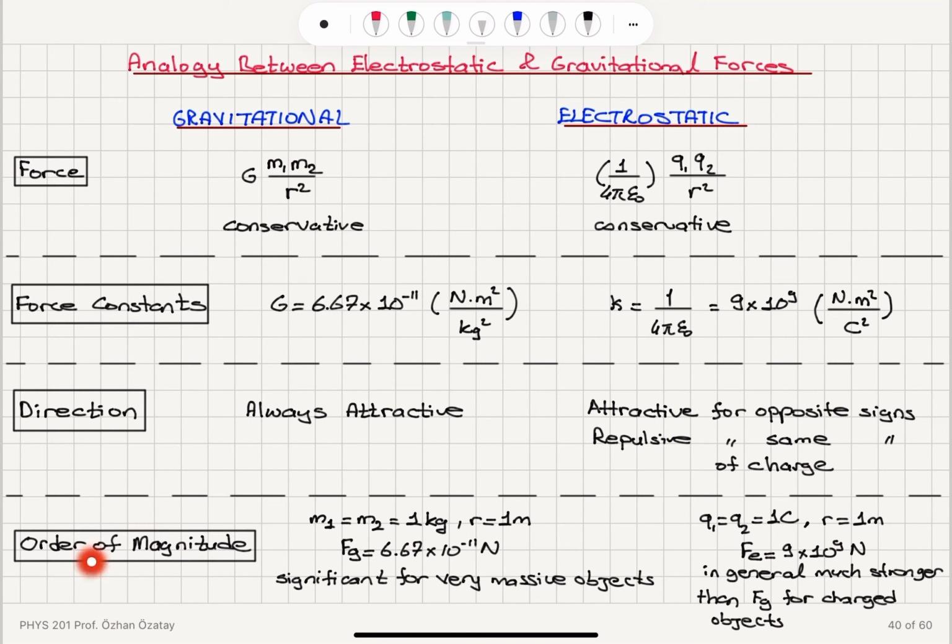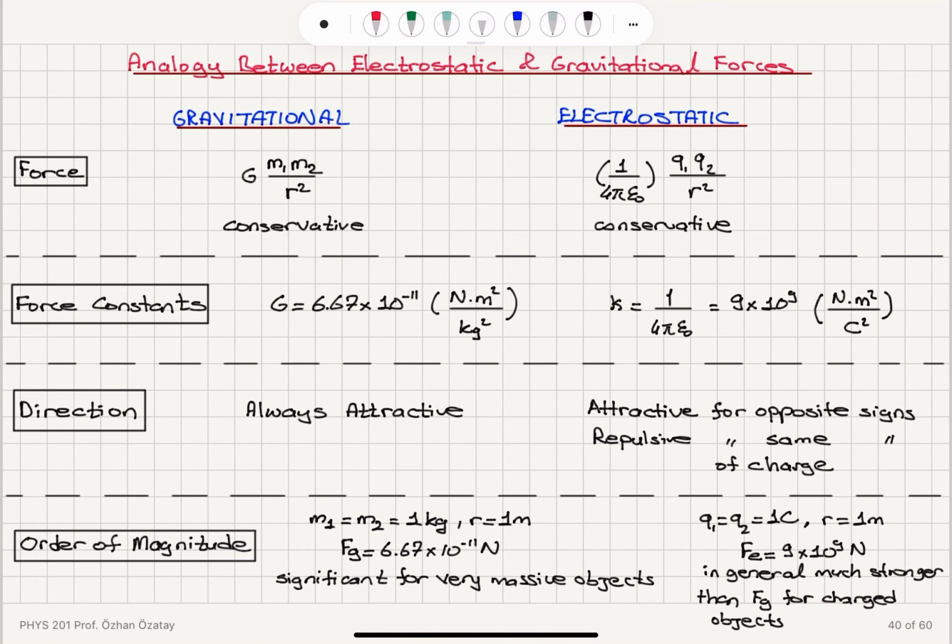If you look at the order of magnitude of the gravitational force versus the electrostatic force, let's take two masses, M1 and M2, of 1 kilogram each. The distance between them is 1 meter. The gravitational force is the gravitational constant, 6.67 times 10 to the minus 11 newtons. This is a very small force. It's only significant for very massive objects. If I take two charges, Q1 equals Q2 equals 1 coulomb, with a distance between them of 1 meter, then the electrostatic force I would find to be 9 times 10 to the 9 newtons. In general, this is much stronger than the gravitational force for charged objects.